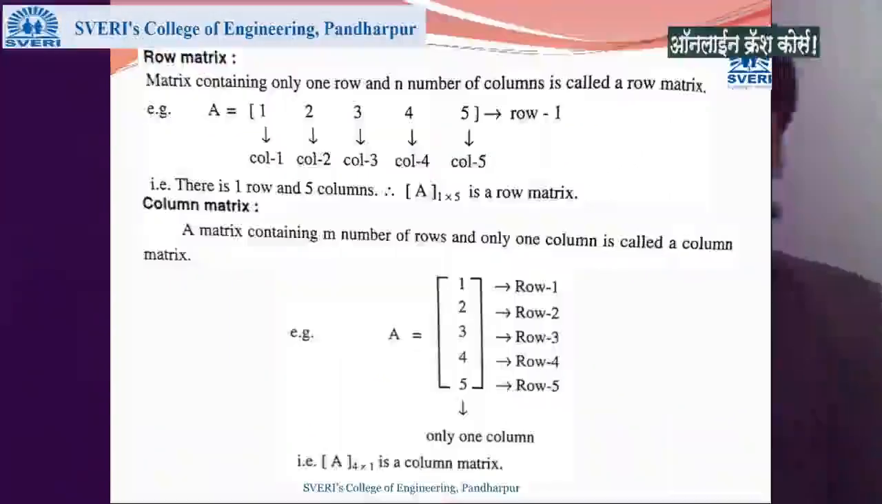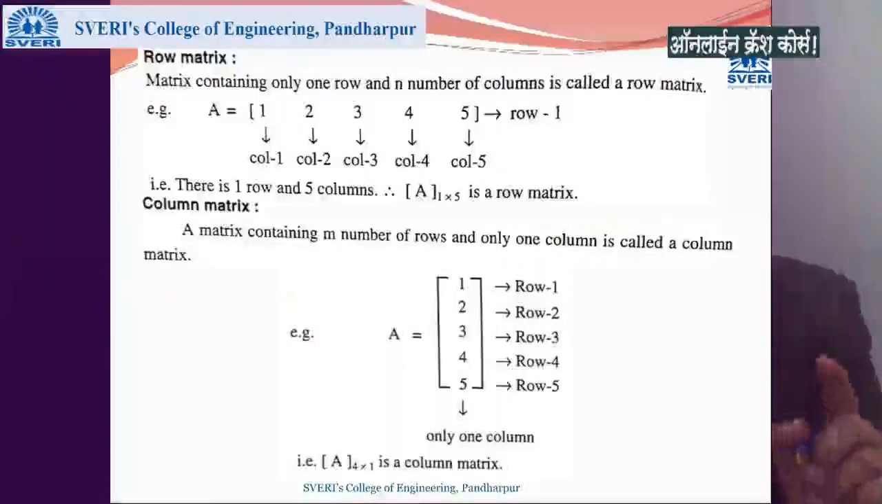First of all, we are taking row matrix. So a matrix which containing only one row and n number of columns is called a row matrix. So for example, if we are taking a set of numbers 1, 2, 3, 4, 5, and if we are writing in row matrix, so it will be A is equal to, in square bracket we are writing 1, 2, 3, 4, 5. There is only one row.